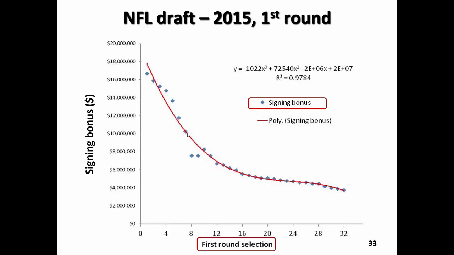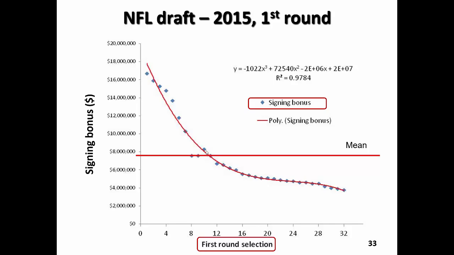So the curve here is the best approximation that describes the change in the signing bonus as a function of first round selection. If we take a look at the average signing bonus, and here I just visually put this line to where the average signing bonus sits, we see that there were only 3 players that had signing bonuses that were around the average.